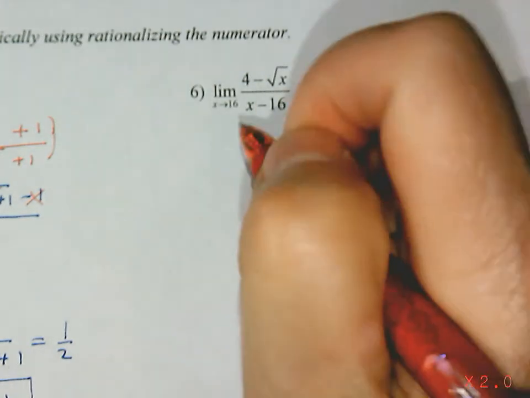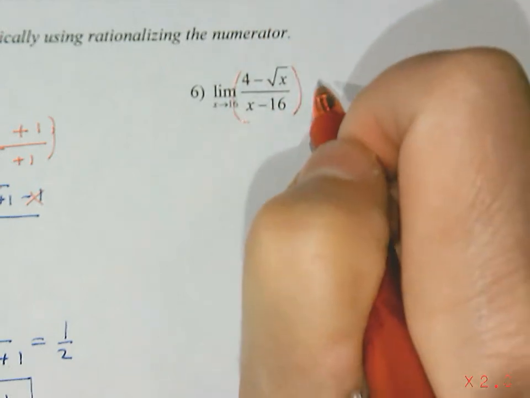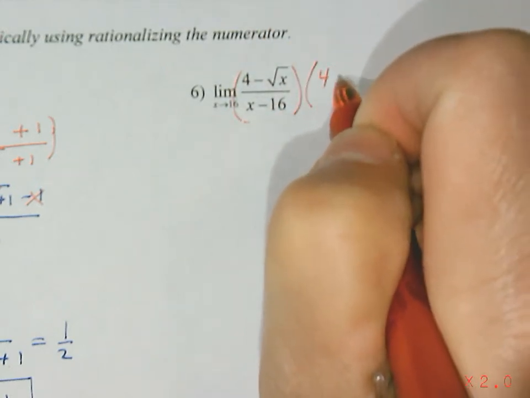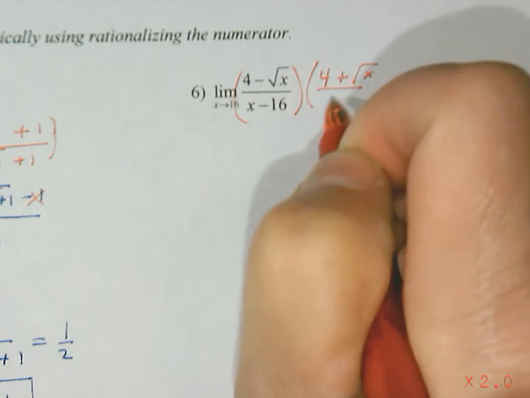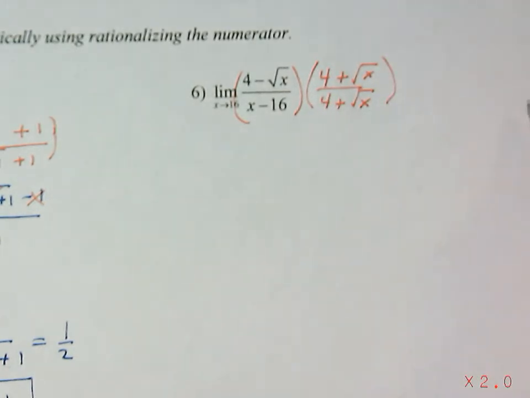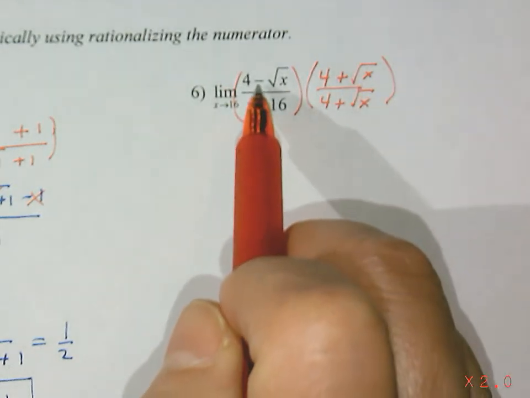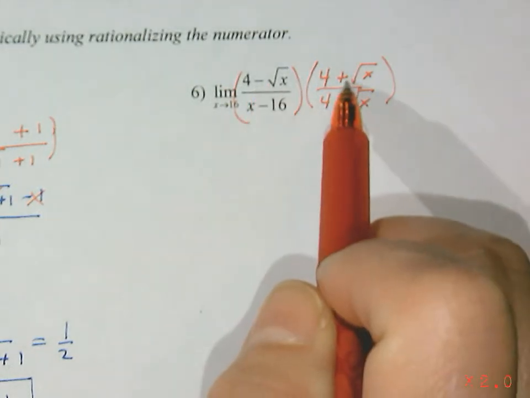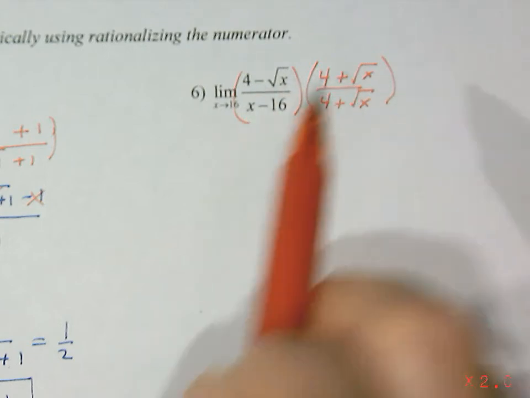So I'm going to multiply by the conjugate of the numerator. So I have 4 plus the square root of x. Make sure I multiply numerator and denominator by the same term. So I'm multiplying by 1. And it's the exact same term, but this is a minus sign, so this would be a plus. If this were a plus sign, this would be a minus sign.